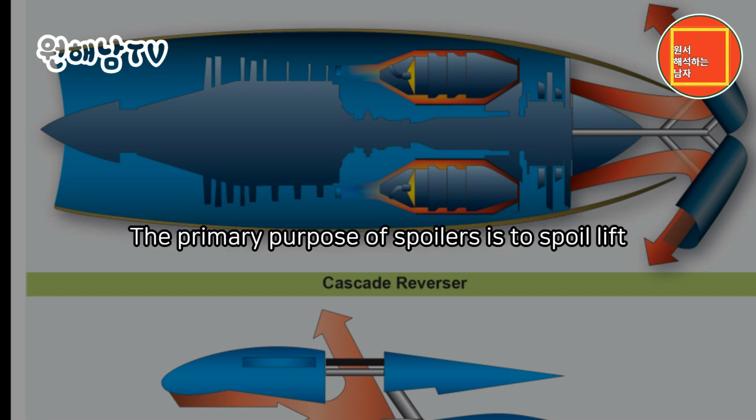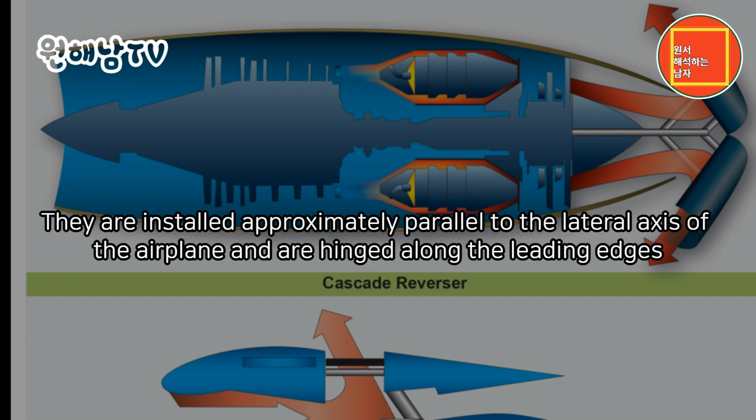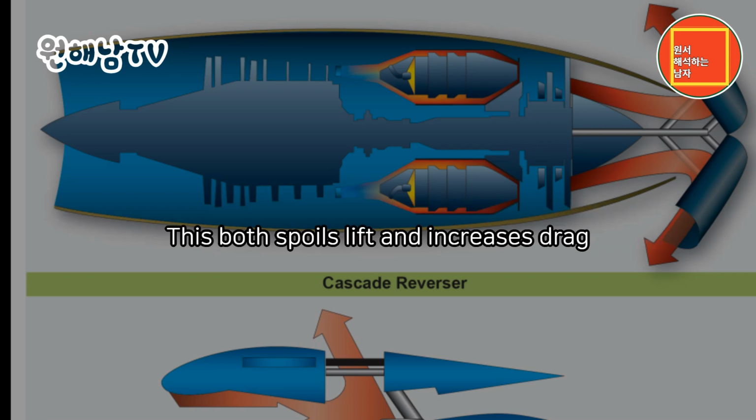The primary purpose of spoilers is to spoil lift. The most common type of spoiler consists of one or more rectangular plates that lie flush with the upper surface of each wing. They are installed approximately parallel to the lateral axis of the airplane and are hinged along the leading edges. When deployed, spoilers deflect up against the relative wind, which interferes with the flow of air about the wing. Figure 16-10. This both spoils lift and increases drag.